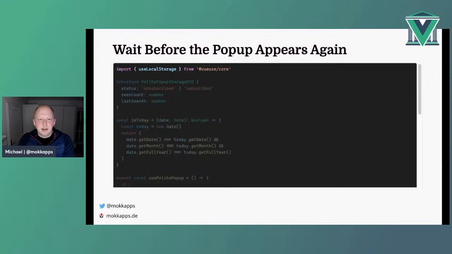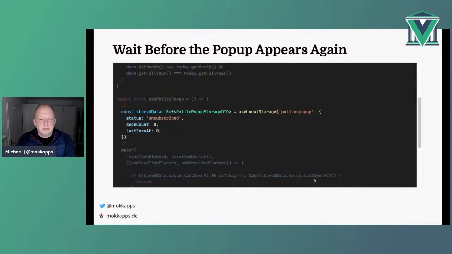We use again a VueJS composable. In this case, we use the useLocalStorage composable. And we use this useLocalStorage composable to create a reactive variable of the local storage, which we can use to read and write this interface into local storage.